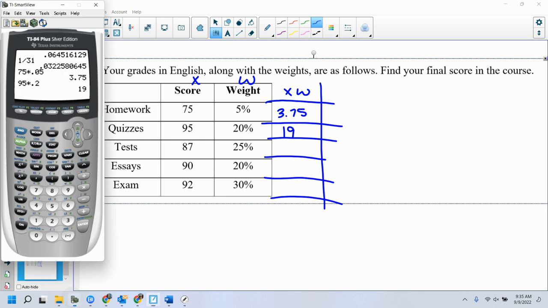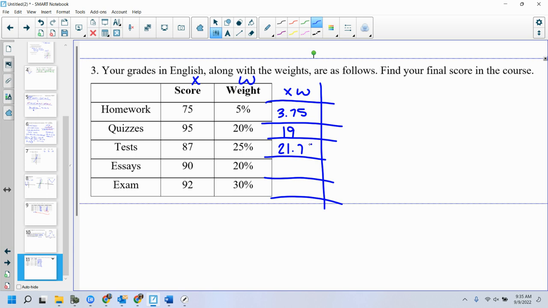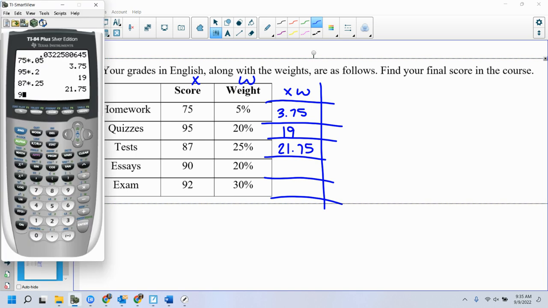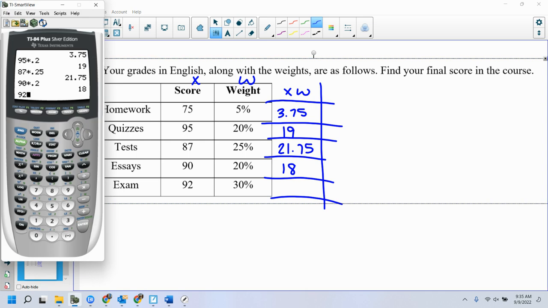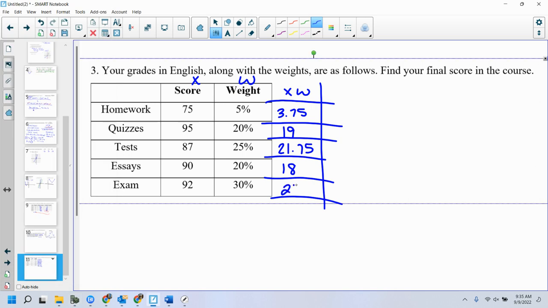87 for my test average, so 87 times 0.25, which is going to give me 21.75 points toward my total. 90 times 0.2 is 18. 92 times 0.3 gives me 27.6.